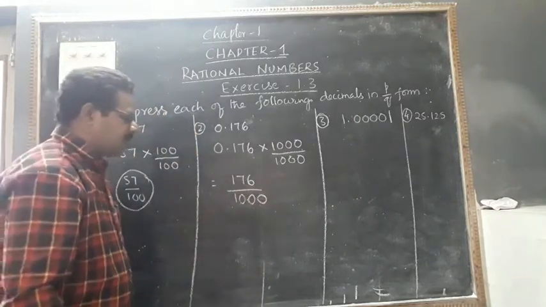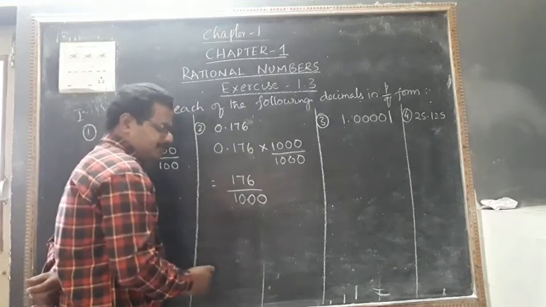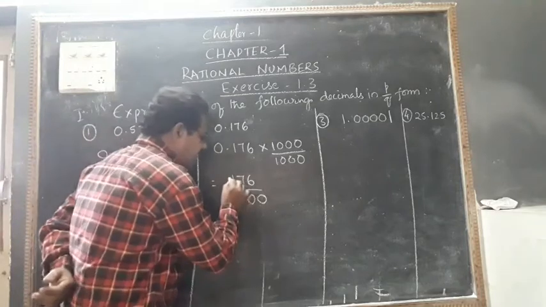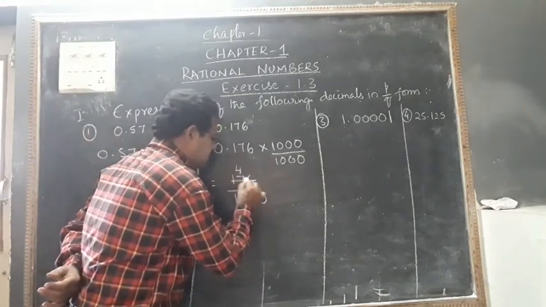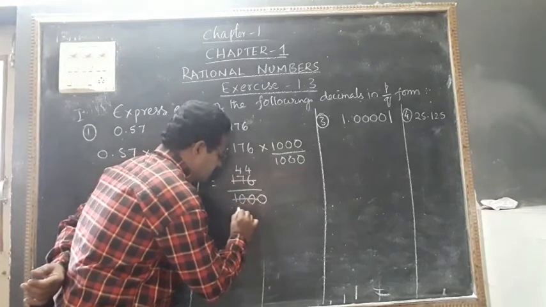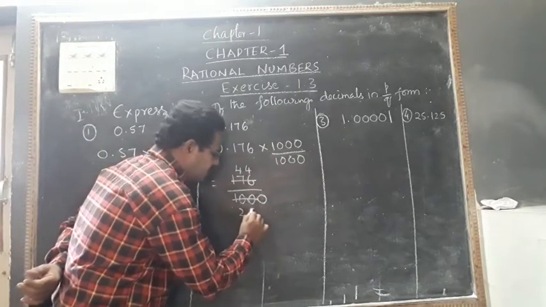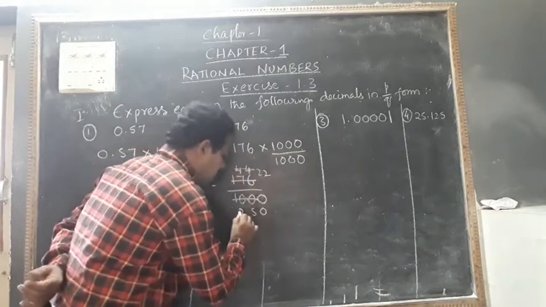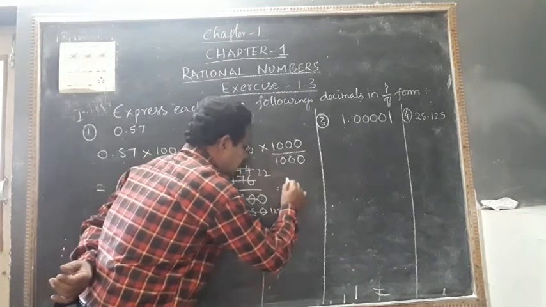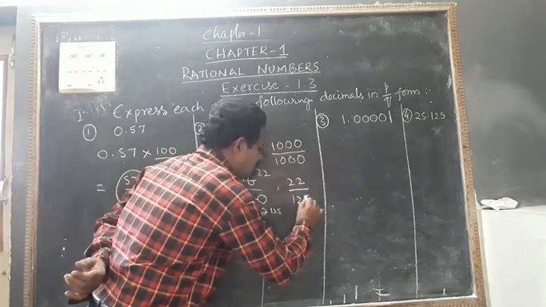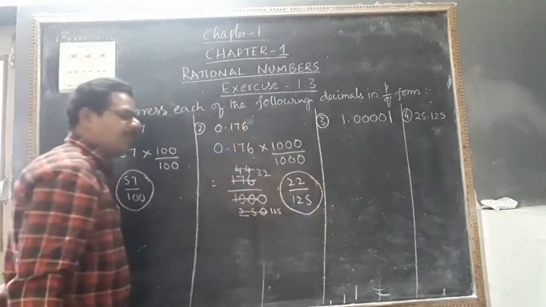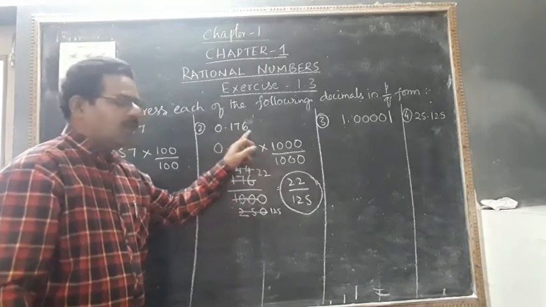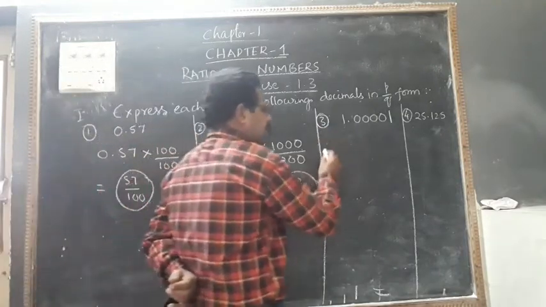176 by 1000, we can simplify this one. Here there is no chance, that's why we did not simplify. But here we can simplify with the 4 table. 4 4s are 16, again 4 4s are 16. 4 2s are 8, 4 5s are 20, 250. Again 2 table, 2 2s are 4, 2 125s are 250. The answer is equal to 22 by 125, which is the p by q form, rational form of the given decimal 0.176.